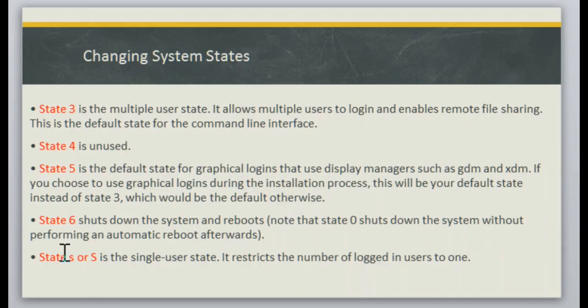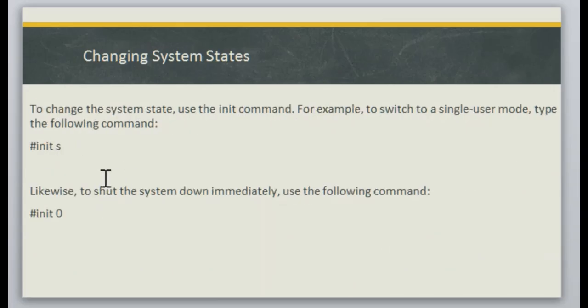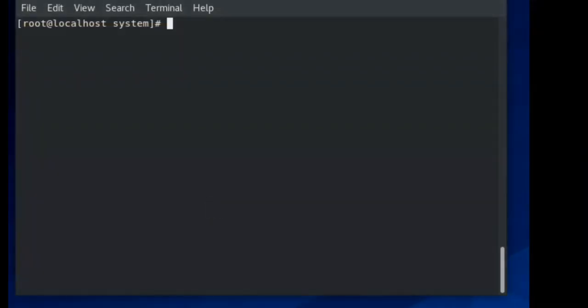So state S, or capital S, is a single user state and restricts the number of logged in users to 1. So let's check that out. If we want to change states, we can use the init command. So for example, we can do init lowercase s. That'll change to single user state, or we can do init 0. Let me show you that real quick.